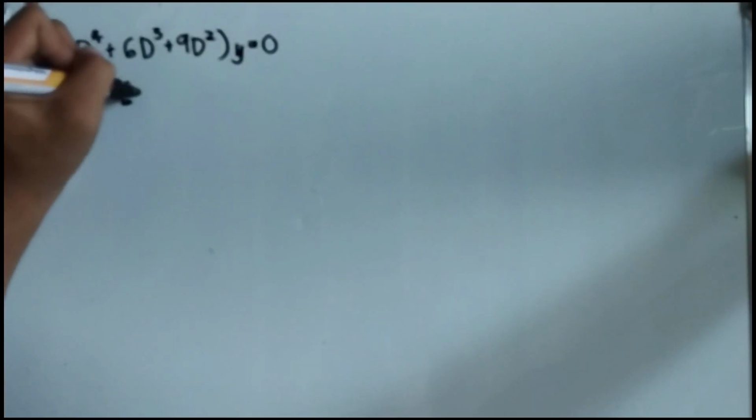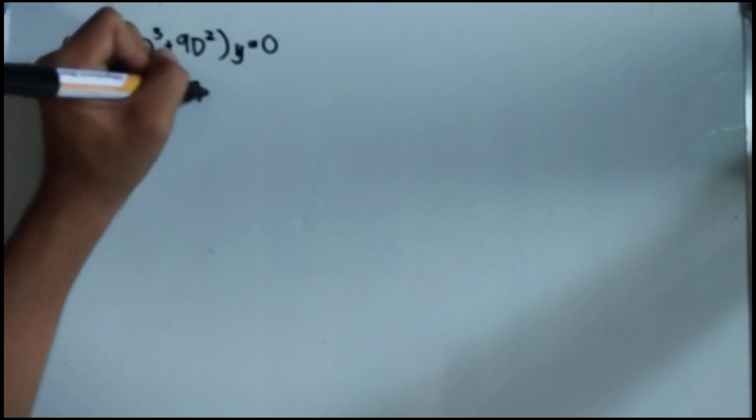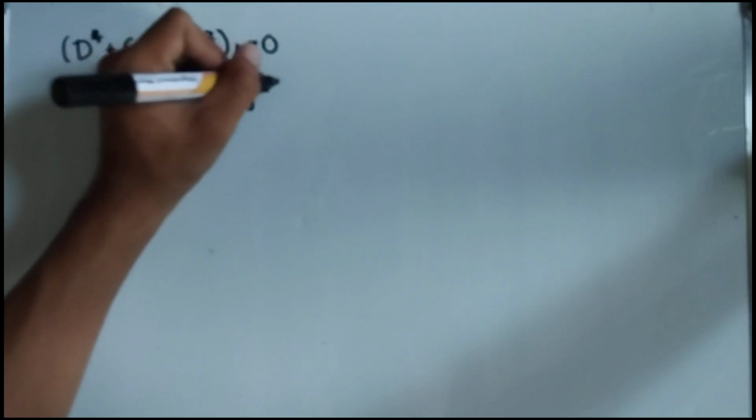Okay, right now guys, we're gonna solve for homogeneous differential equation, auxiliary equation in repeated roots. So, we have the equation D to the fourth plus 6D cubed plus 9D squared y is equal to 0. So first thing, we're gonna transform it into auxiliary equation. So we have m to the fourth plus 6m cubed plus 9m squared is equal to 0.